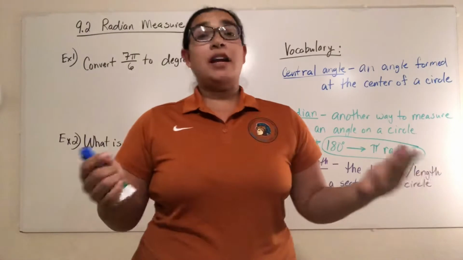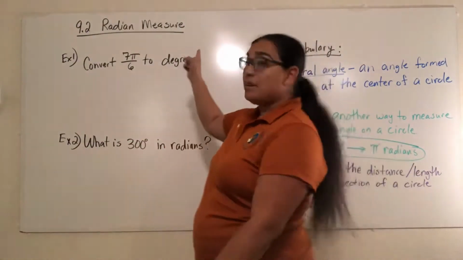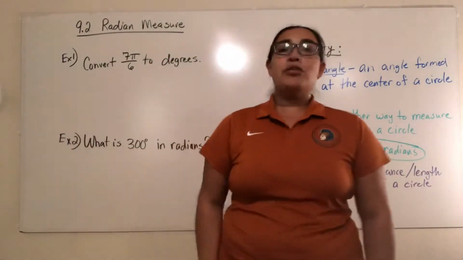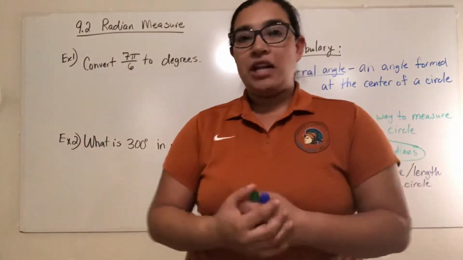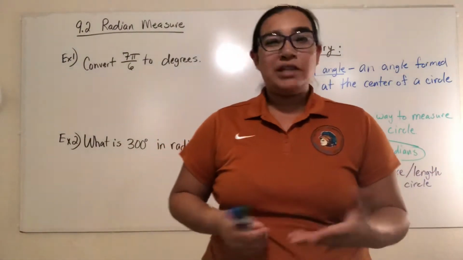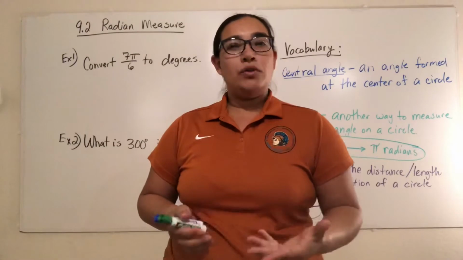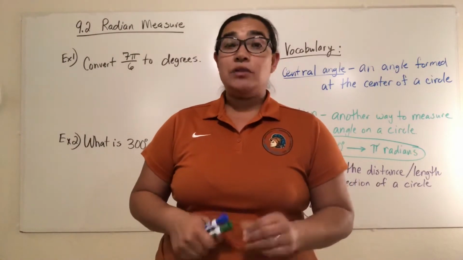So we are still working on 9.2 radian measure, but this time I'm going to go through some examples that are on Edgenuity. I think most of them are pretty self-explanatory, but I mainly want to show you guys, or remind you guys, how to properly use Desmos.